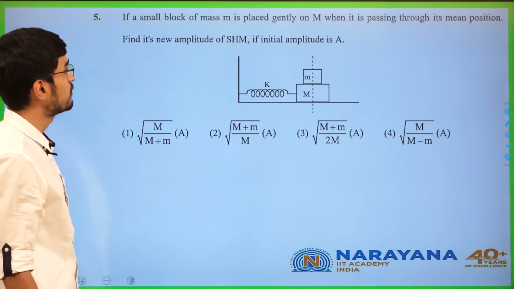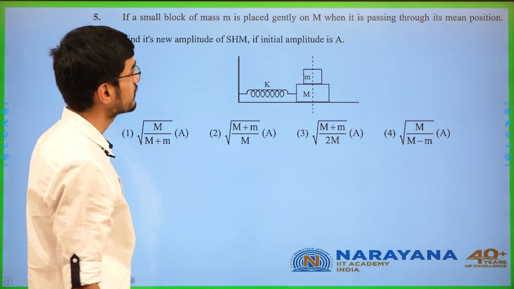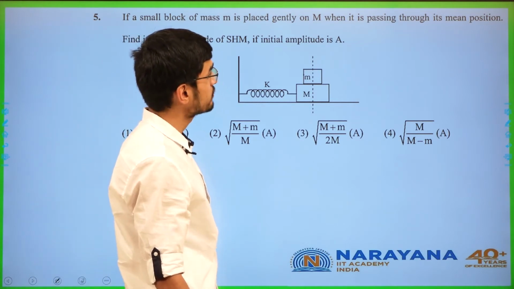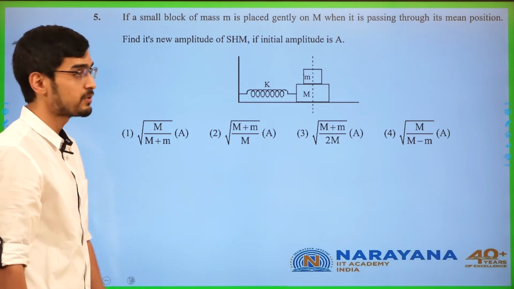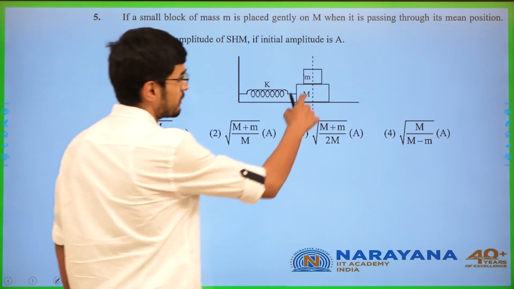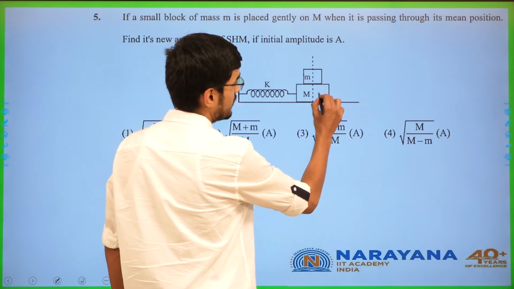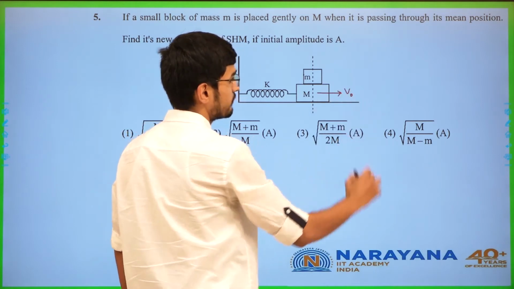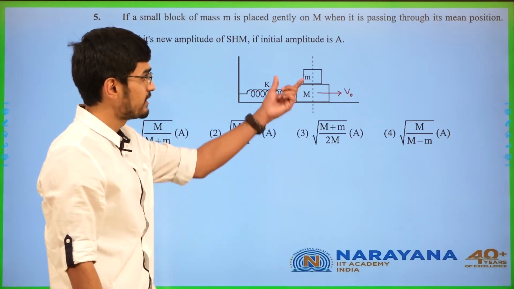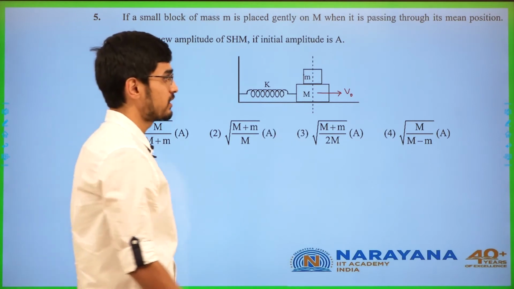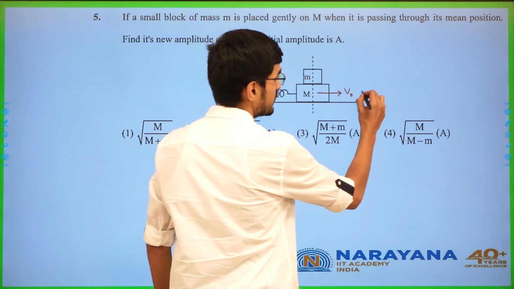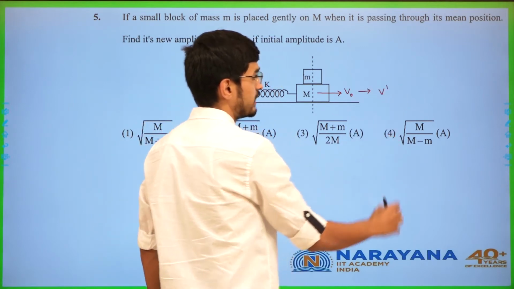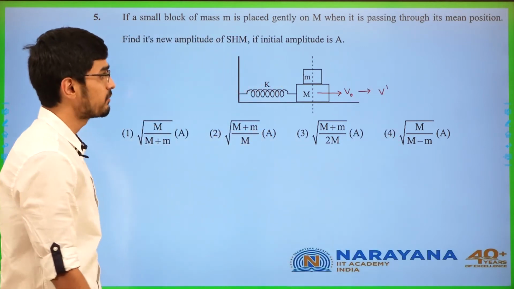Next question: if a small block of mass m is placed gently on capital M when it is passing through its mean position, find its new amplitude of SHM if the initial amplitude was A. When we are placing it on the capital M mass, suppose the velocity before placing the mass at the mean position was V0. As we know, V0 will be the maximum initial velocity. Suppose it changes to a value V dash, the new maximum velocity after keeping the mass.